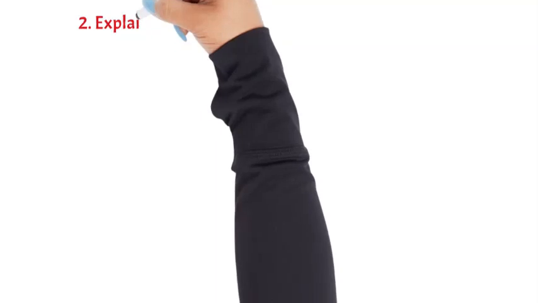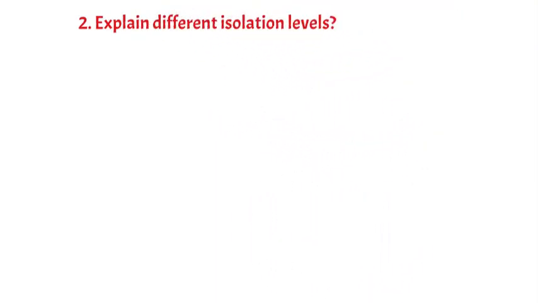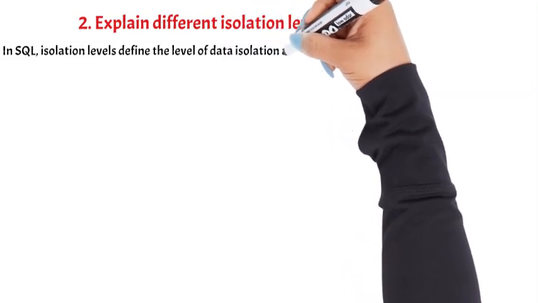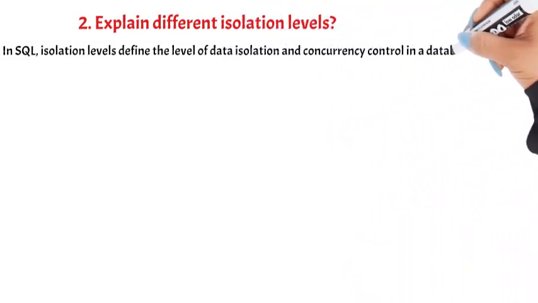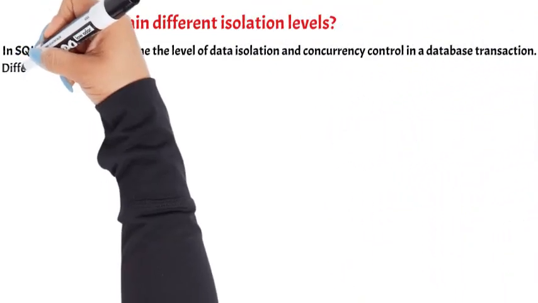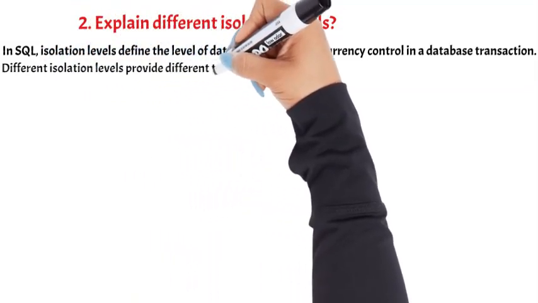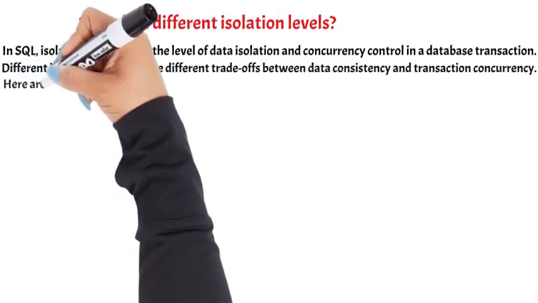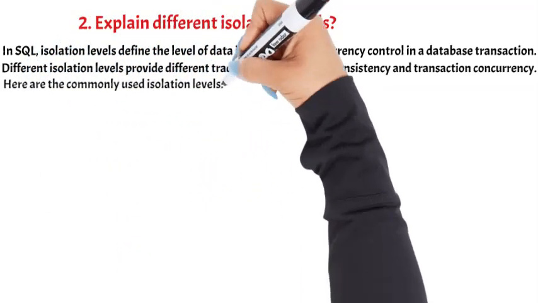2. Explain different isolation levels. In SQL, isolation levels define the level of data isolation and concurrency control in a database transaction. Different isolation levels provide different trade-offs between data consistency and transaction concurrency. Here are the commonly used isolation levels.